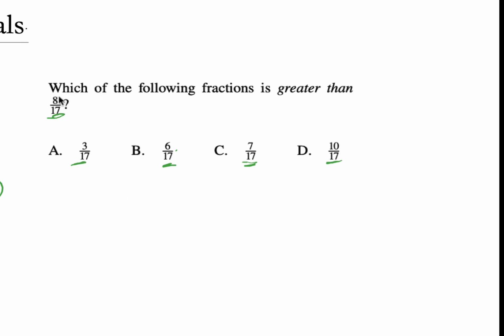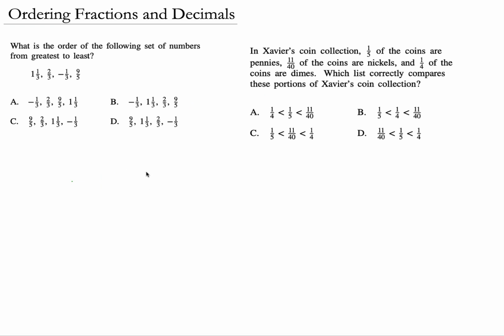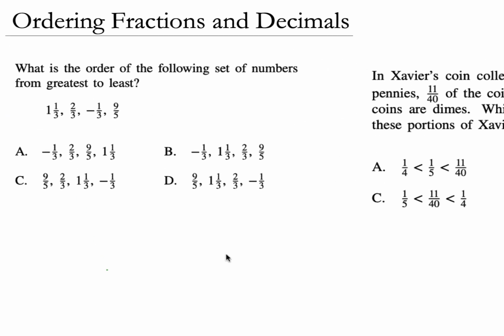So we want a number that will be greater than 8. Okay, who is bigger than 8 here? It would be 10. So your answer would be 10 over 17. I know someone is going to say, but wait, Dr. War, what happens when the denominators are different? Don't worry, I have you.